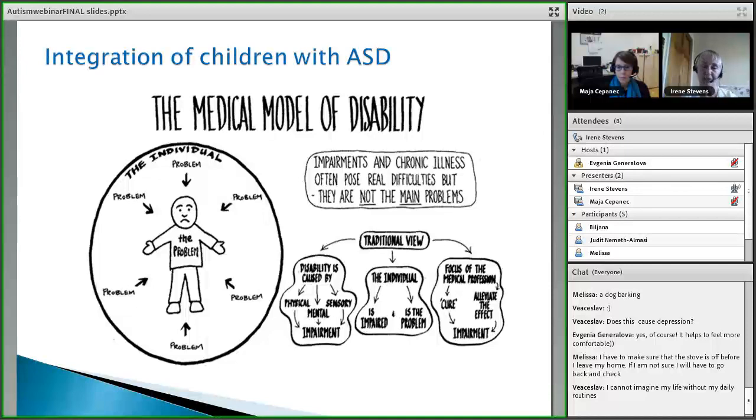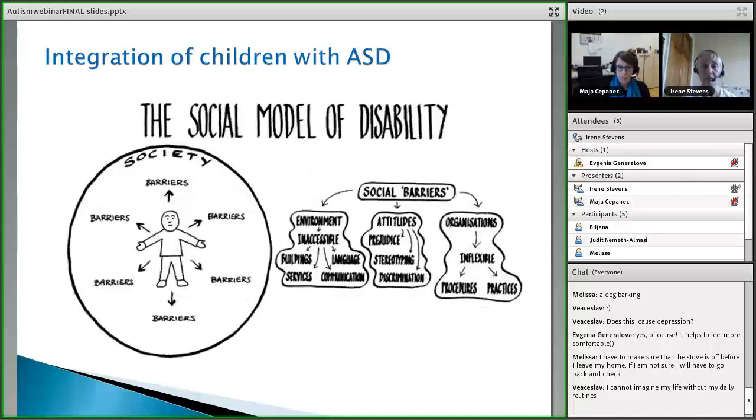But in actual fact, one of the issues that's around is that it's not always the person that causes the difficulty. And we're coming more and more towards thinking of a social model of disability. So in the social model of disability, the person who is affected faces barriers in society. And again, as you can see in this diagram, there's a range of barriers.